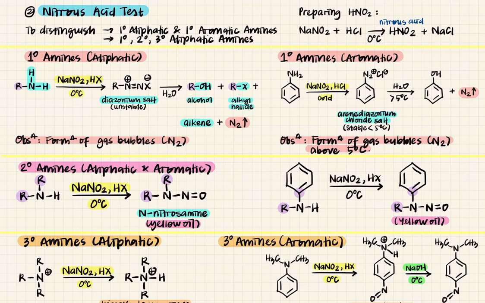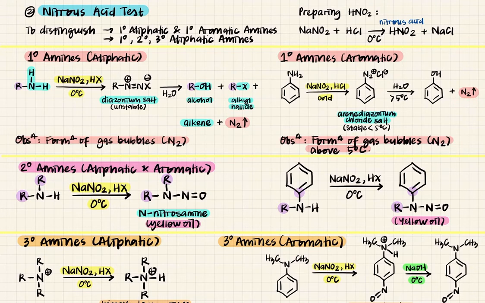Okay, so when you do nitrous acid test on aromatic primary amines, like aniline, you will get arene diazonium chloride salt. This salt is stable below 5 degrees Celsius. So when you heat it up, above 5 degrees Celsius, and treat it with water, you will get phenol. Phenol and nitrogen gas will be liberated.